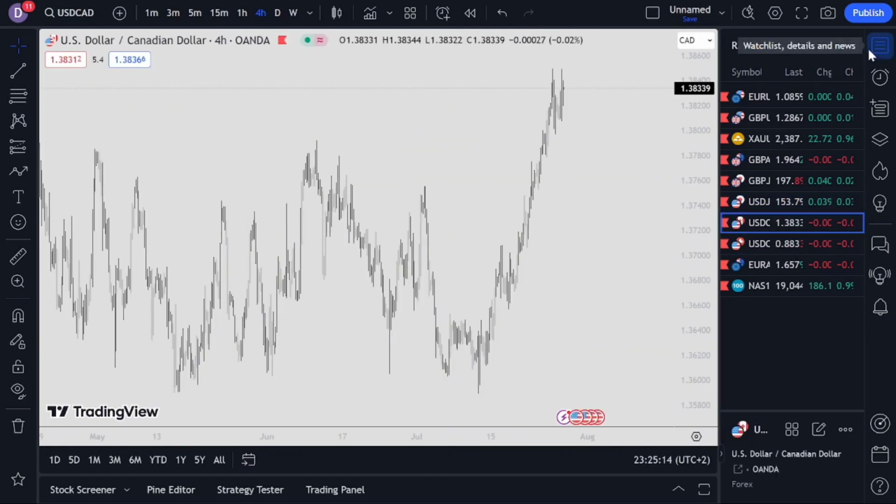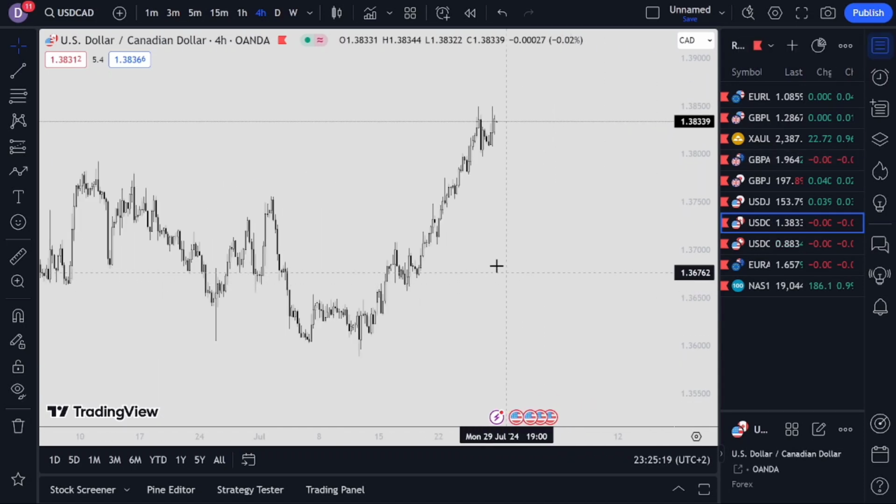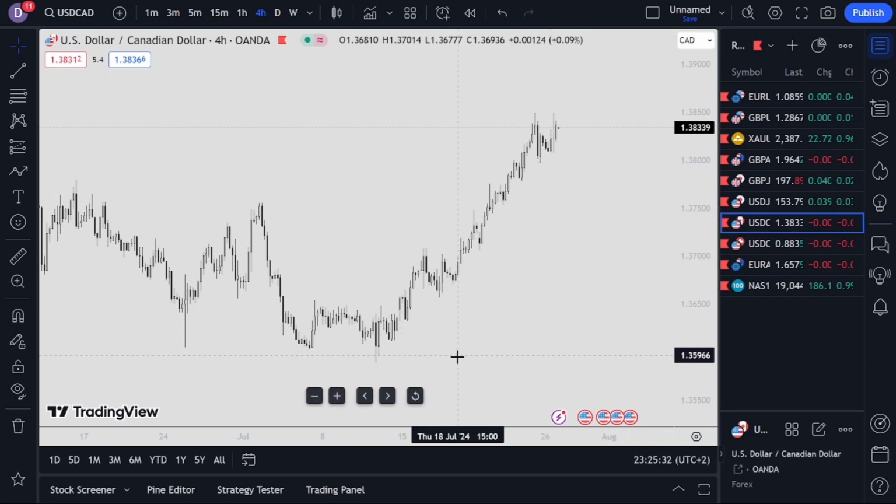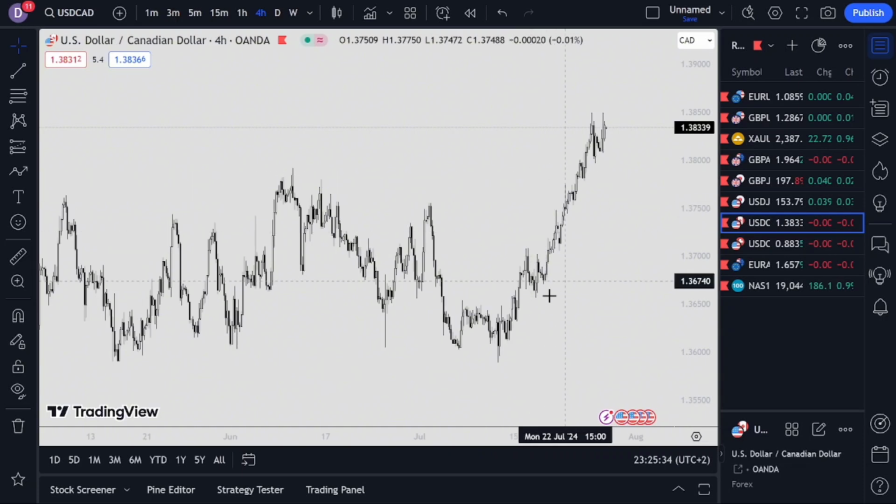USD CAD. Now here's the tricky part. As I said, XXX-USD pairs, we said that's going to the downside. USD XXX will do the opposite. We're going to the upside. So as you can see, USD CAD has been flying up. It has been flying up.